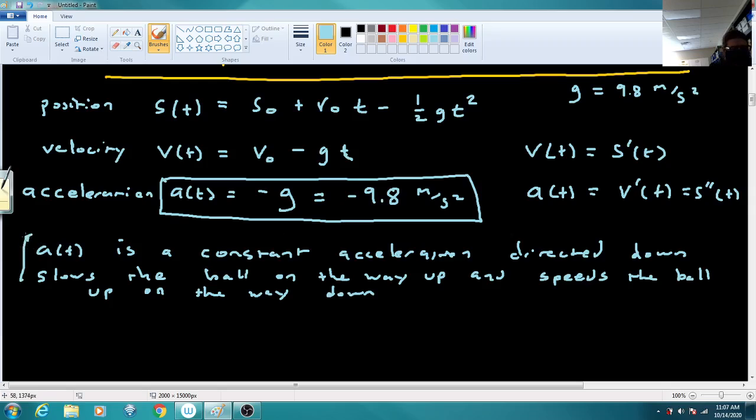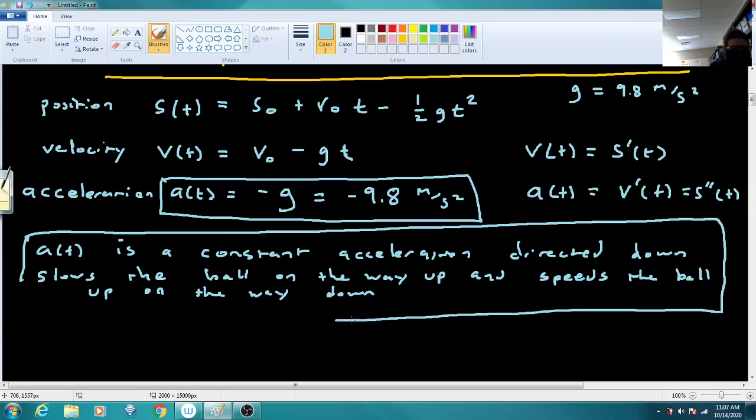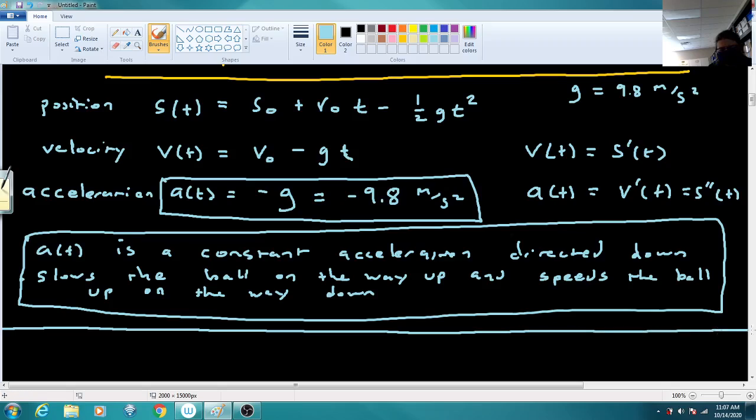So this is kind of describing what's going on. Since it's a constant acceleration directed down, as the ball rises, that constant acceleration pointing downwards slows the ball down until it reaches the maximum value. Then when the ball starts falling, its velocity goes negative, and the acceleration is pulling down and the velocity is down, so they're both pointing in the same direction, so that starts speeding the ball up. So that is basically what they wanted us to do for example 5 in the book.